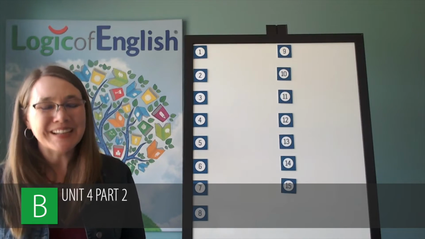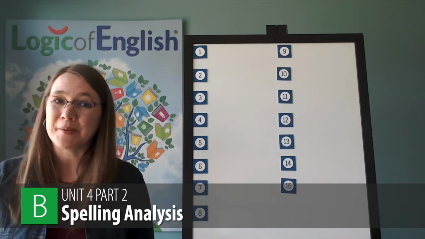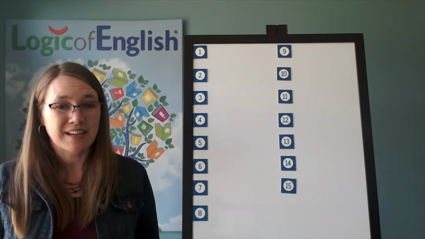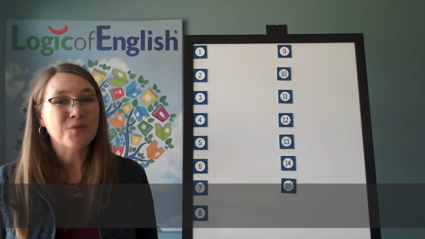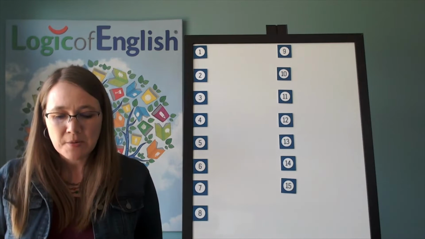It's time for spelling analysis, and we will continue to use all of the phonograms and the spelling rules that we've been learning. Be especially listening for a vowel saying its schwa sound or its lazy sound, or I, in an unstressed syllable or in an unstressed word. All right, our first word is basket.